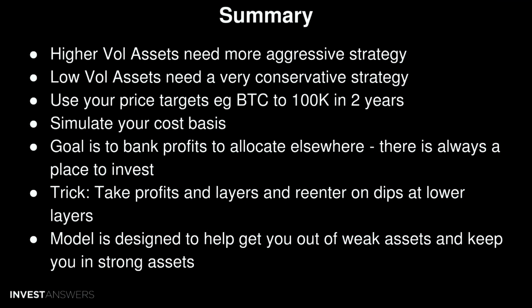So I just want to summarize real quick. Remember, this is both an art and a science. Higher vol assets need more aggressive strategy. Low vol assets need a very conservative strategy. Use your price targets, for example, Bitcoin to 100K or 130K in 2 years. Simulate your cost basis, and the goal is to bank profits and allocate elsewhere. There is always a place to invest. And the trick, as I showed with the graph, take profits at layers and re-enter on dips at lower layers. And the model is designed to get you out of weak assets fast and keep you in strong assets.